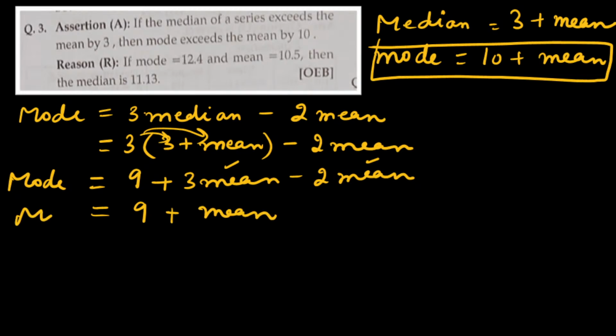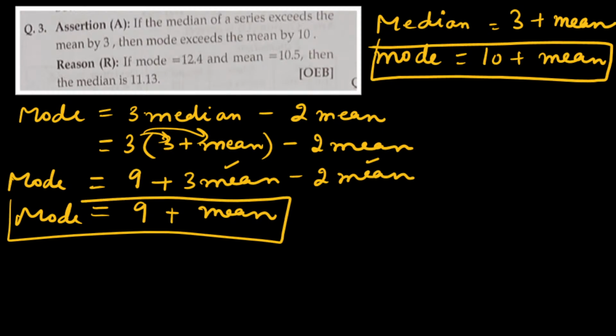So we got to know that if median is increased by 3 from mean, in that case mode is 9 plus mean. But what they have given is mode is 10 plus mean, that it exceeds the mean by 10. So tell me, the first one, is it true or false? It doesn't exceed by 10, it exceeds by 9. So that means A is false.